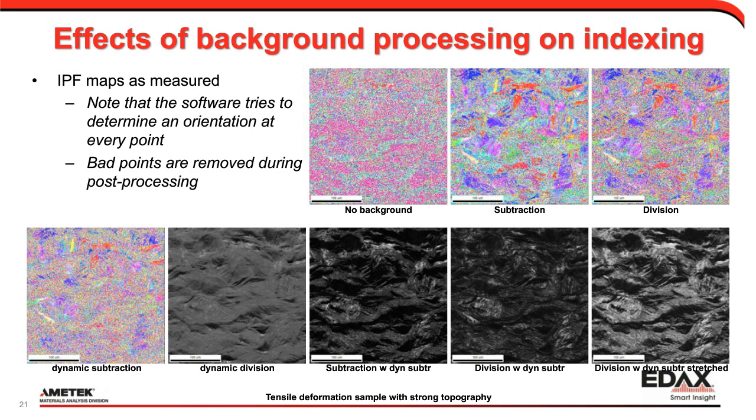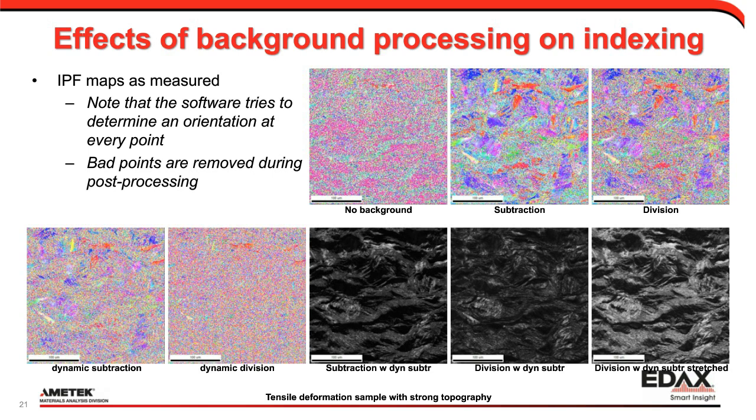Dynamic subtraction, again, I'm not getting that great of data from what I want. Let's go ahead and do a dynamic division. I got nothing. In this case, the dynamic division can be very low contrast. The Hough has issues. In the end, I don't get good indexable results.